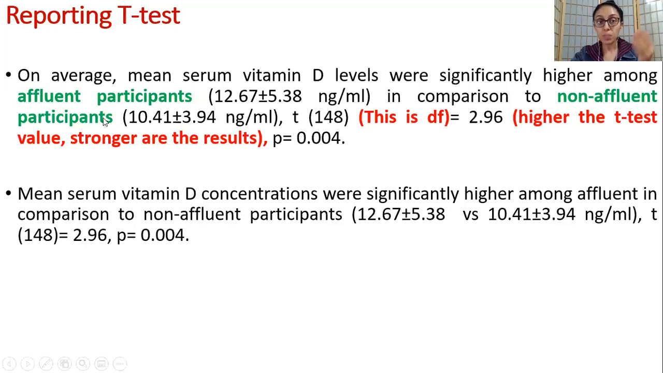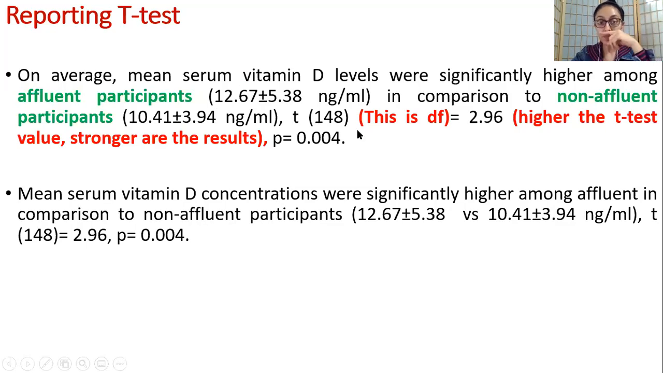Whereas participants who were seeking services from a non-affluent background had lower blood vitamin D levels. This is 12, this is 10. And this is the t-test. You know how I told you Pearson's correlation has an R symbol? In the t-test the symbol is T. Okay, so t-test, T. All right, it's easy.